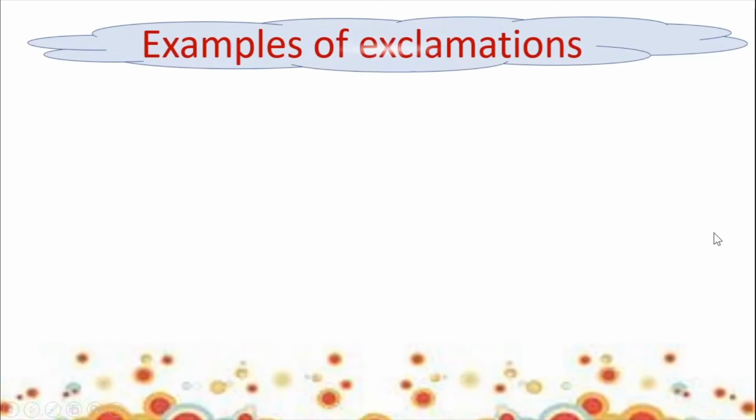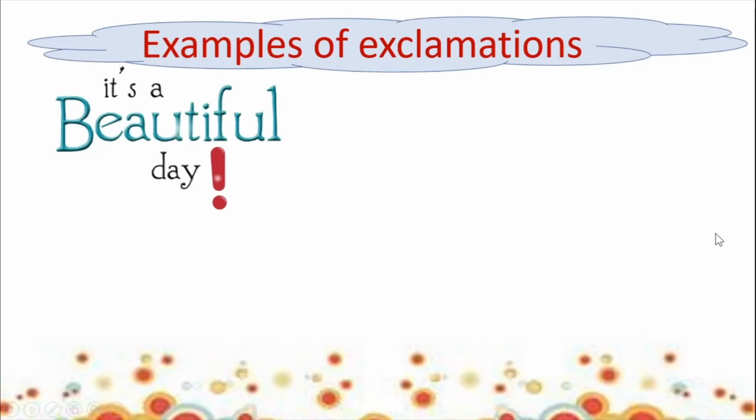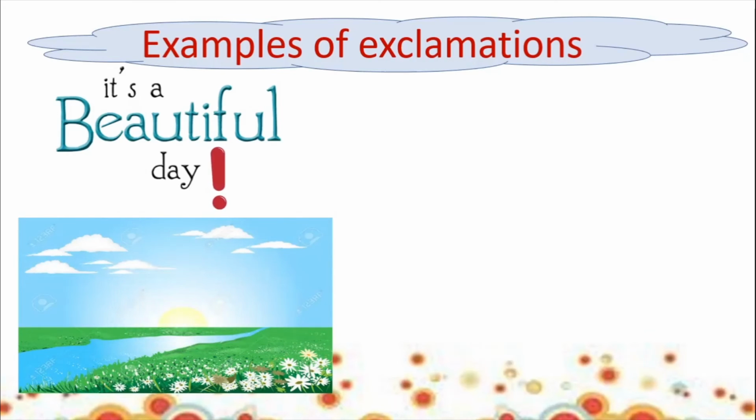So an example of an exclamation would be, it's a beautiful day! See how I'm saying it. Am I saying, it is a beautiful day? No, I'm saying, it's a beautiful day! So I'm very happy about it. Okay, it's a strong feeling when I say it's a beautiful day. And there I use an exclamation mark.